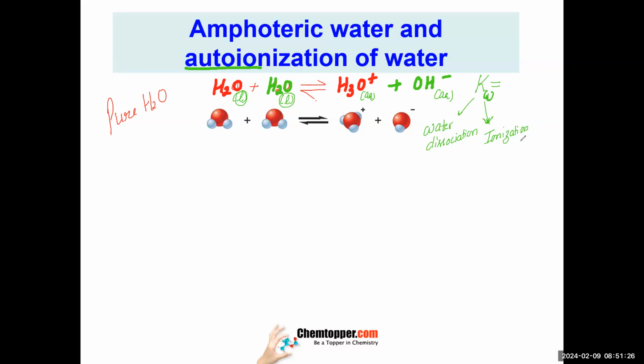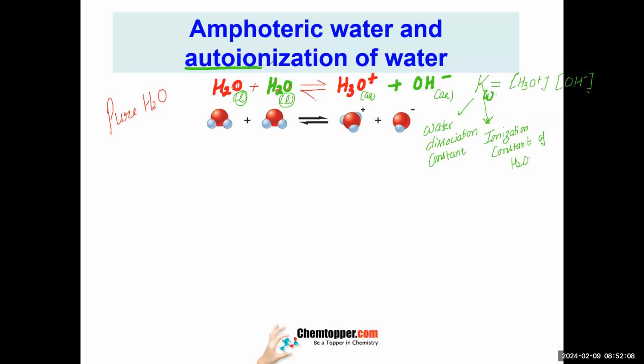Kw is called the ionization constant, or equilibrium constant, or water dissociation constant. Ionization constant of water. Kw. W means water. You cannot use it anywhere else. So they will ask you, what's the expression of Kw? As I said, every line is important. Every expression is important. So what's the expression for Kw? It is the concentration of H3O plus times the concentration of OH minus. Liquid water is not part of it.